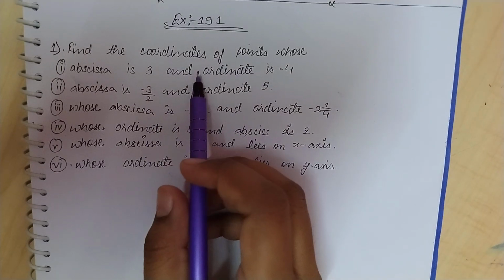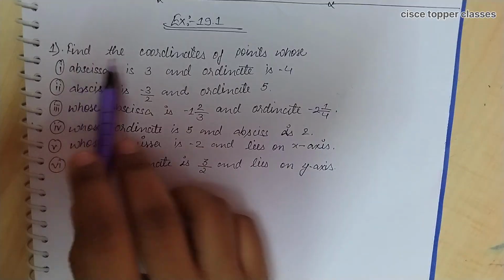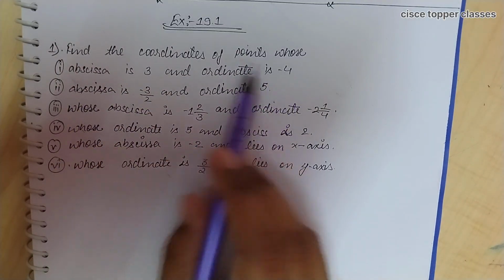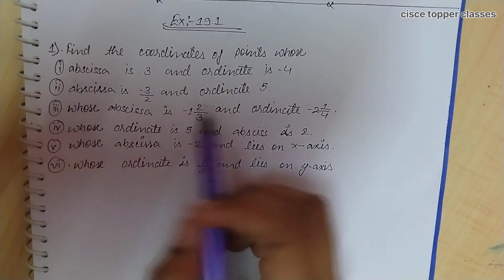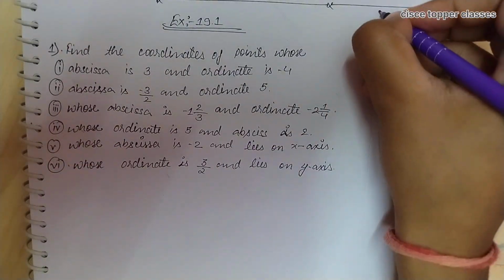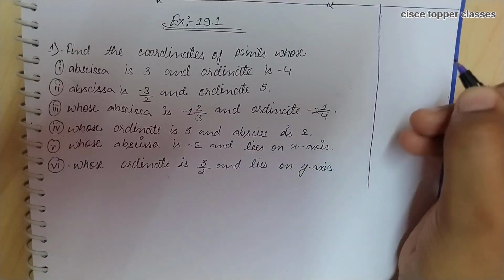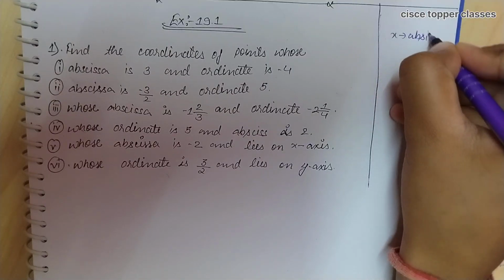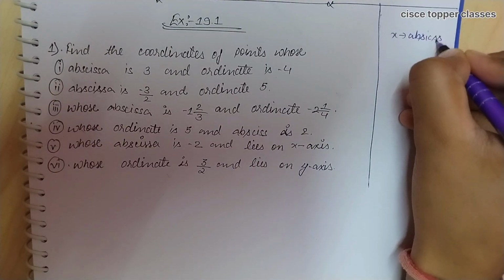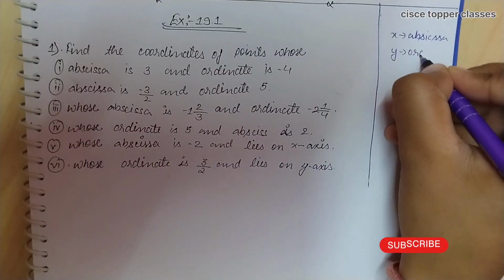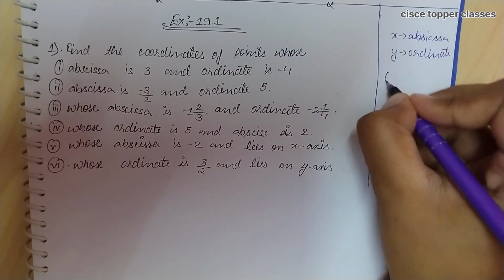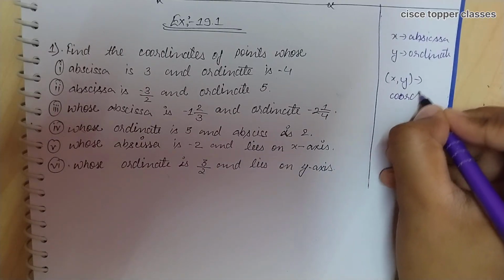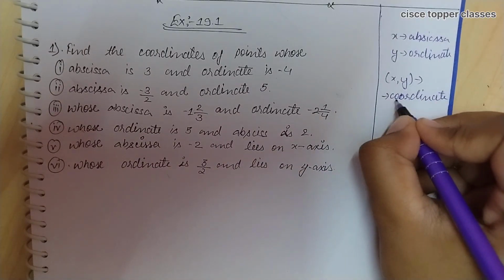Let us solve here exercise 19.1 question number 1. We have to find the coordinates of points whose abscissa is 3 and ordinate is -4 in the first part. So we know abscissa, we call it x, and y we call it as ordinate. And if we write in an ordered pair like x and y, then we call this the coordinate of a point. So these are the coordinates of a point in the xy plane.